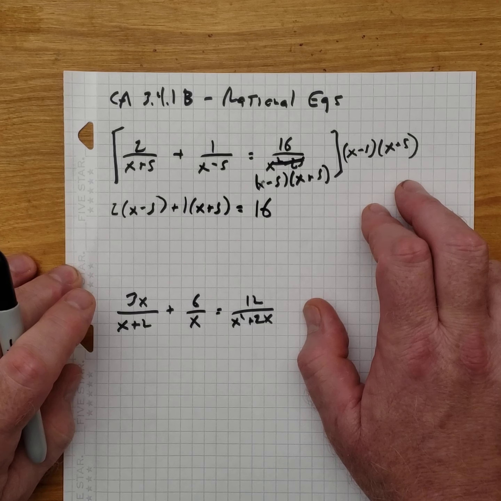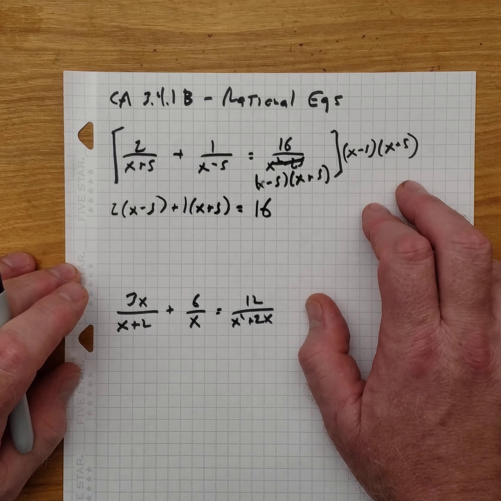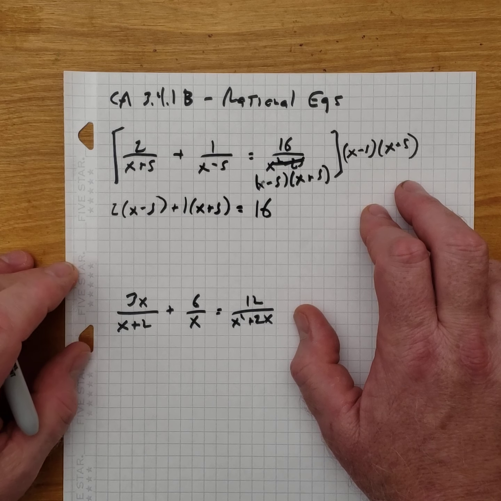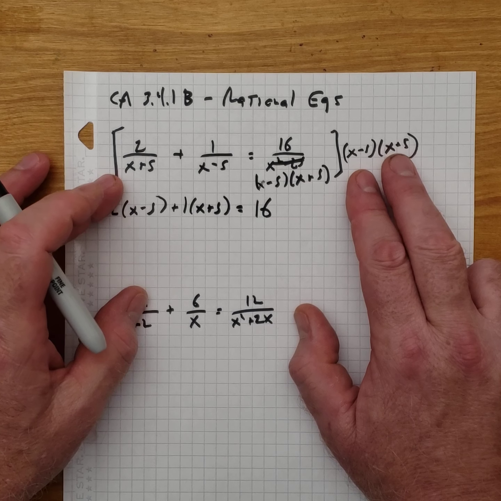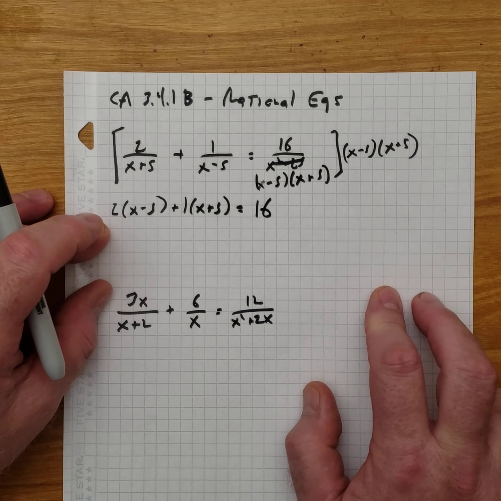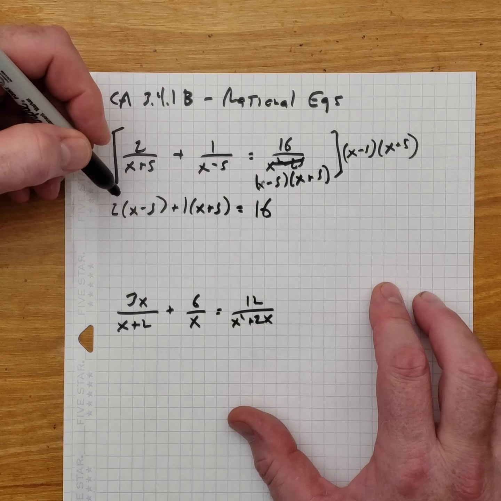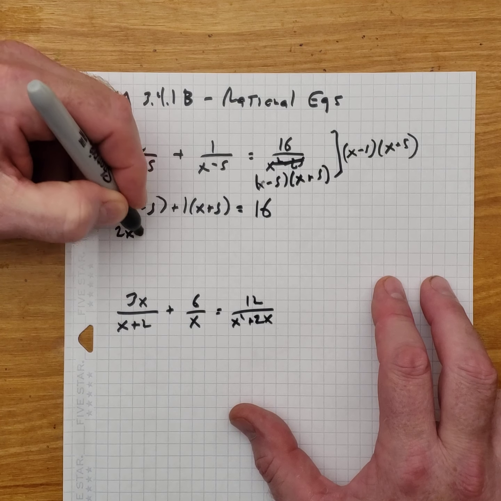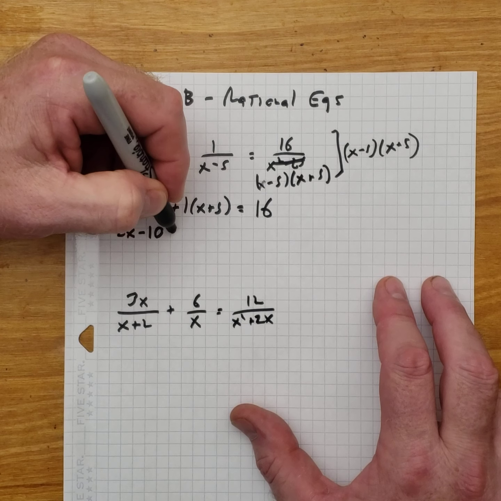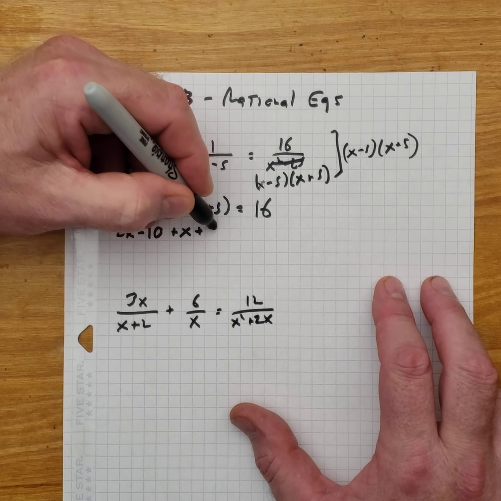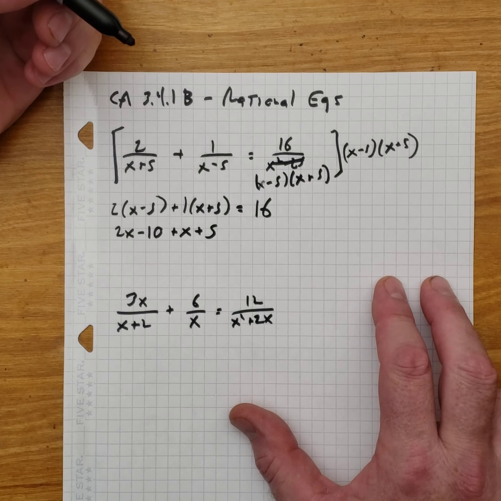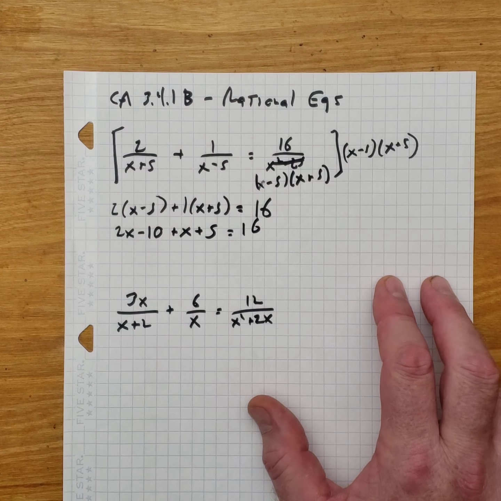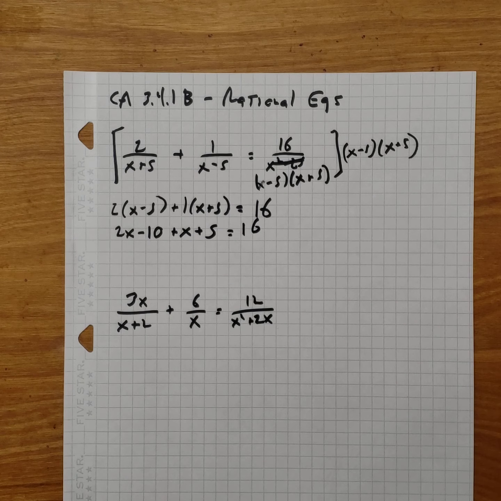Can you pay attention to how nice and easy that was? If you start getting long, ugly, complicated things when you're doing this, you're not doing it right. All the ugly stuff, the fractions should cancel out, and we should be left with something that is only going to require a little distributive property here. So 2x minus 10 plus x plus 5 equals 16. I'm starting to feel like I did something wrong here.